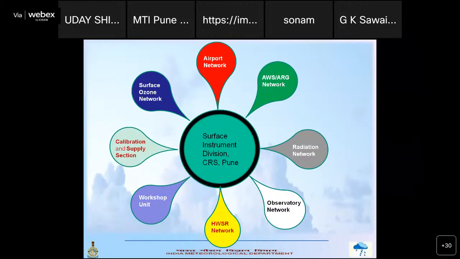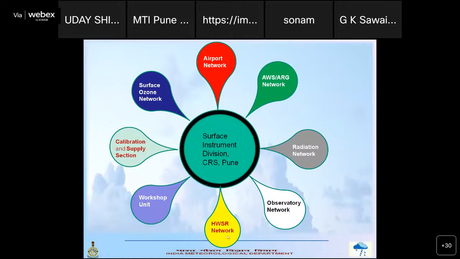This is the Surface Instrument Division, Pune. Basically, it has some divisions. So we have radiation networks: radiation data, global radiation data, incoming long wave radiation data. These are taken by radiation observatories, around 45 observatories across India. Then there are observatory networks, the surface observatories, which take care of all basic meteorological parameters like temperature, humidity, wind and wind direction, rainfall.